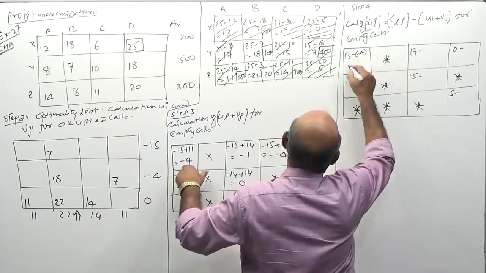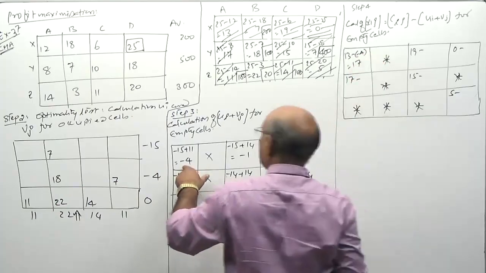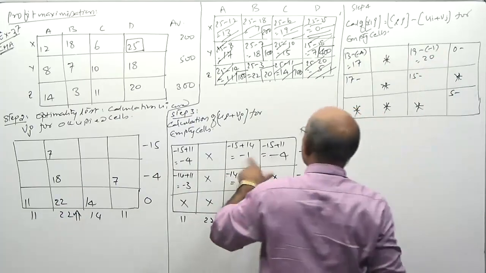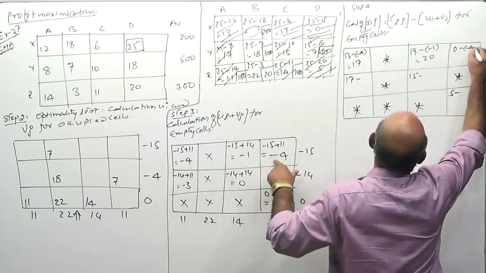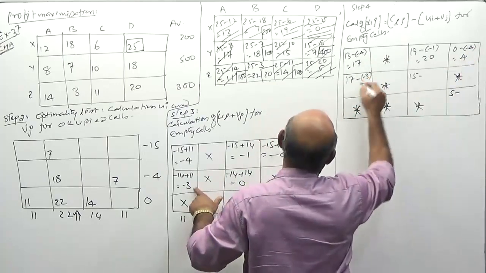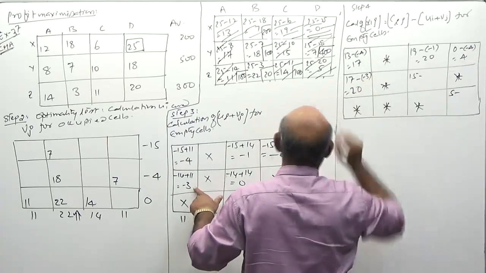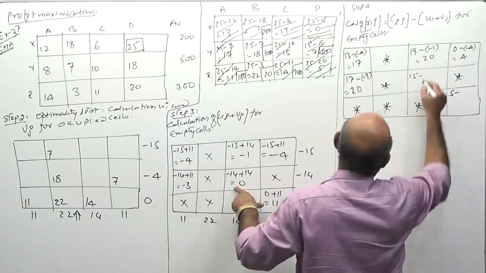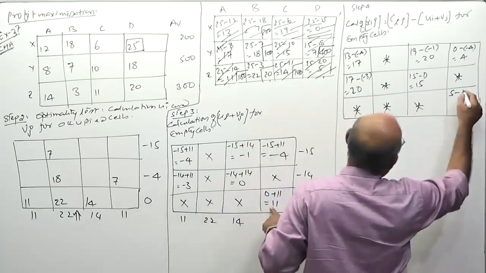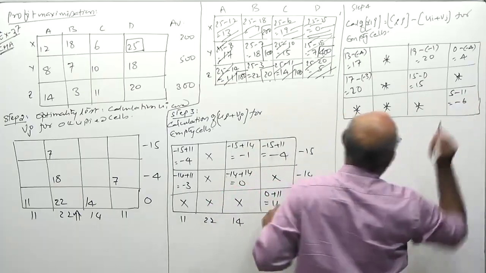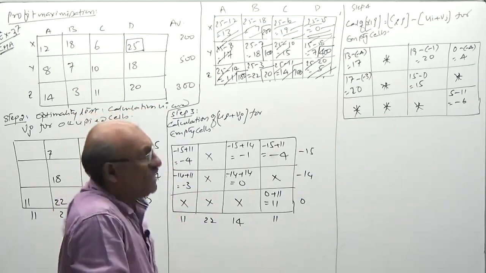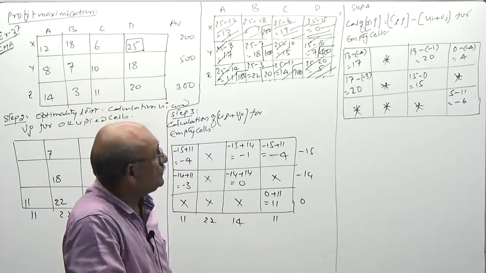13 minus of minus 4, 17. 19 minus of minus 1, 20. 0 minus of minus 4, plus 4. 17 minus of minus 3, this is 20. 15 minus 0 is equal to 15. 5 minus 11 is minus 6.